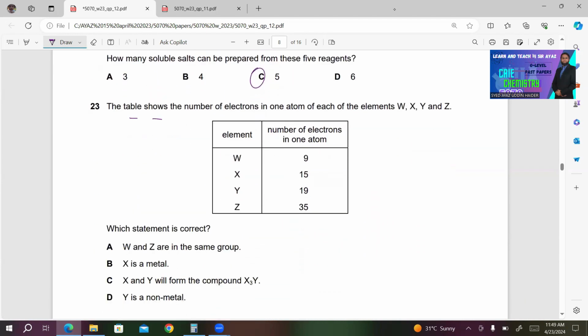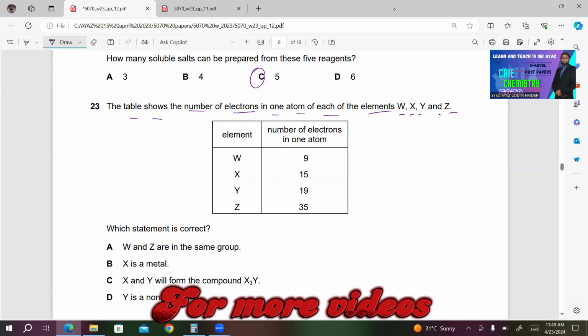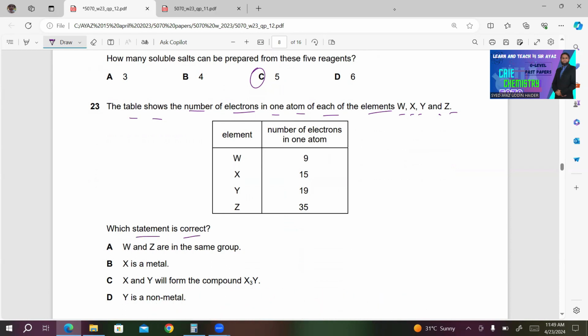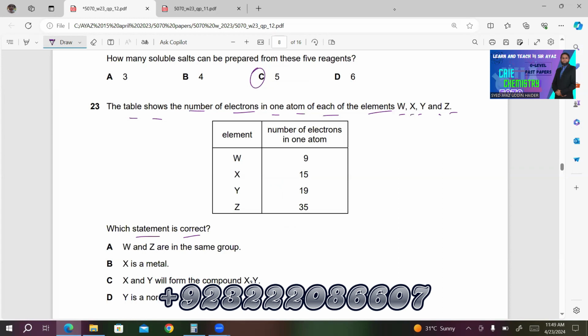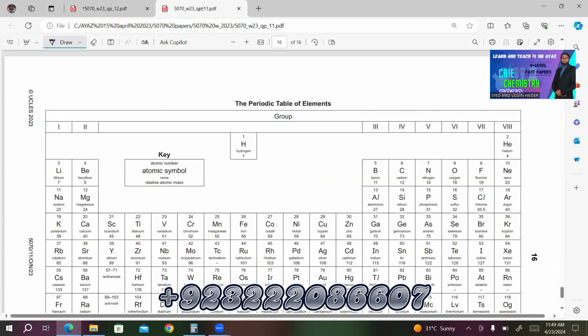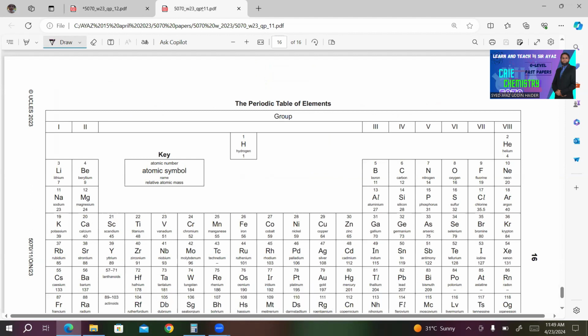23. The table shows the number of electrons in one atom of each of the elements W, X, Y, and Z. In W there are 9 electrons, X is 15, Y is 19, Z is 35. Which statement is correct? A, W and Z are in the same group. W is 9 and Z is 35. Let's see.